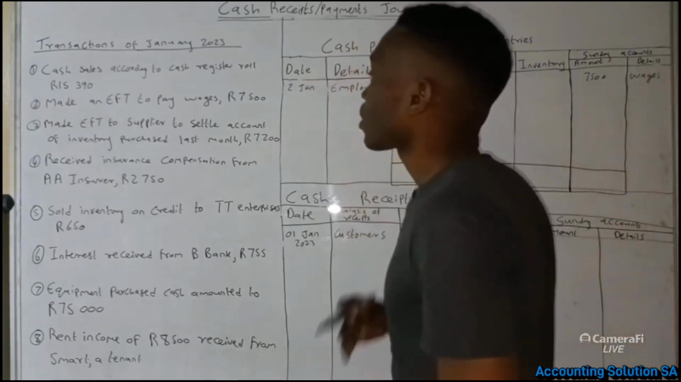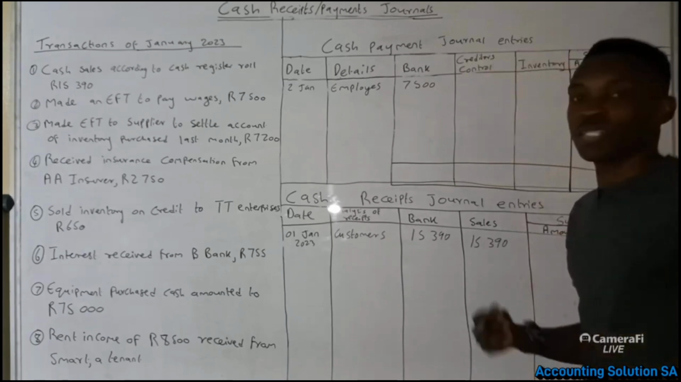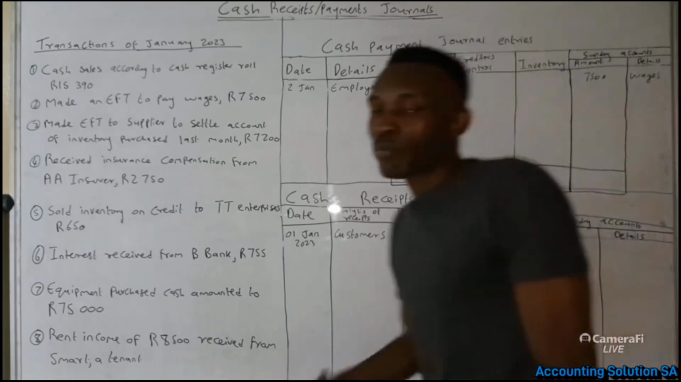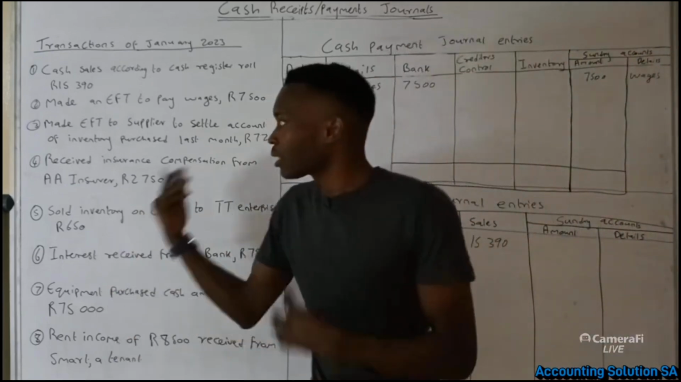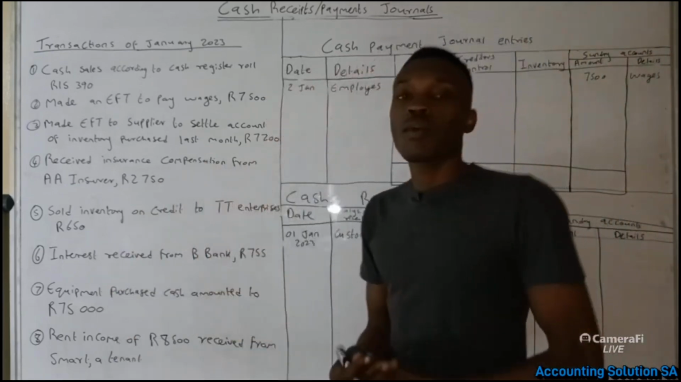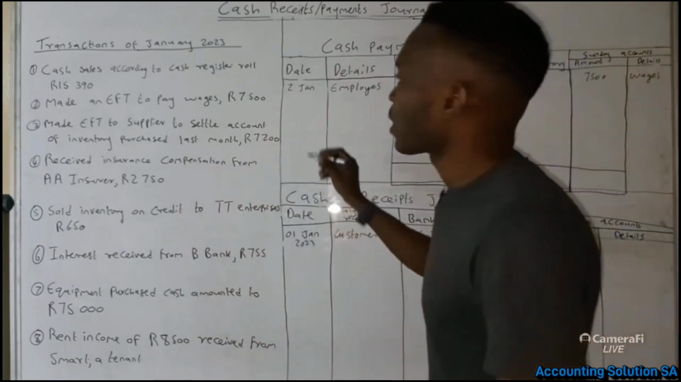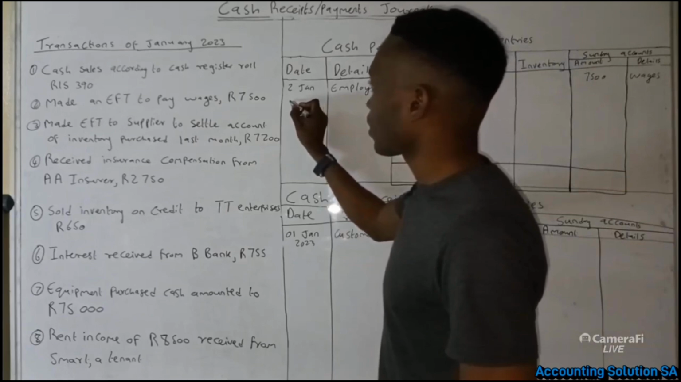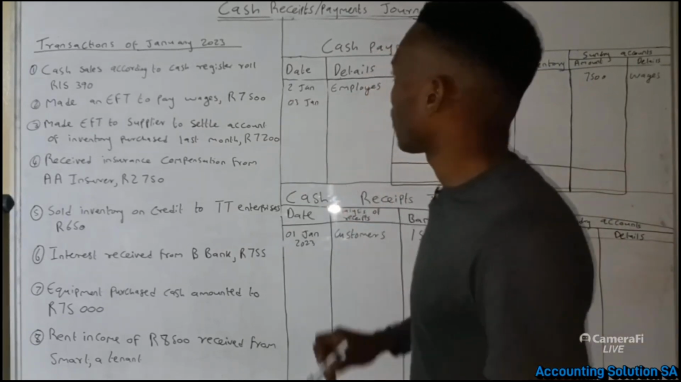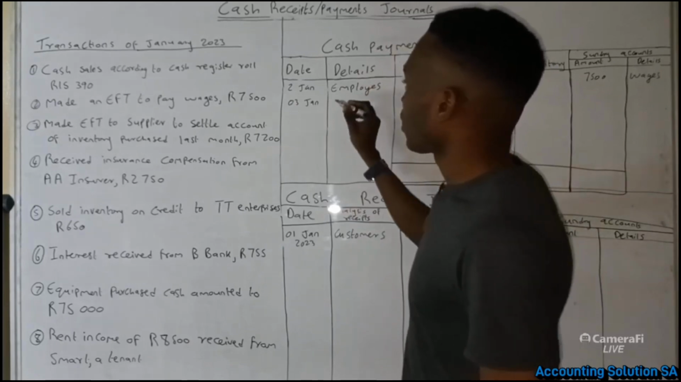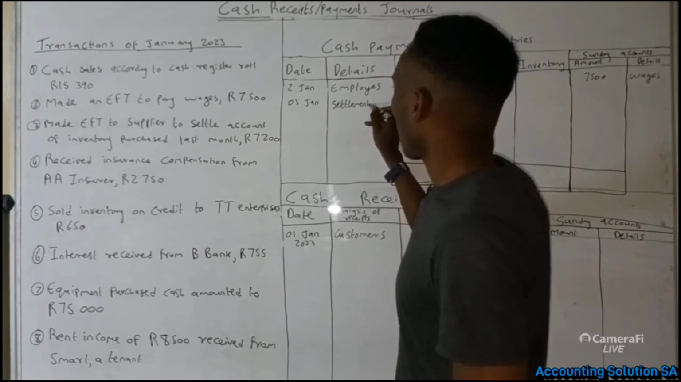An EFT to a supplier to settle the account for inventory purchased last month is 7,200. Last month we purchased inventory on credit. Now we are going to pay that amount to settle our debt, which means we make a payment, so we are going to record it under cash payment. It's on 3 January, and in the details we are going to write settlement account.